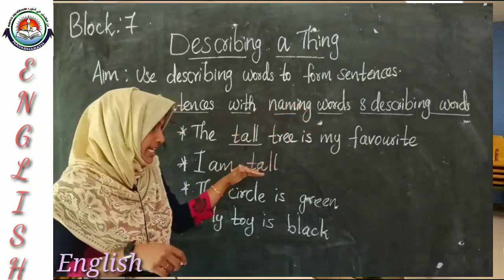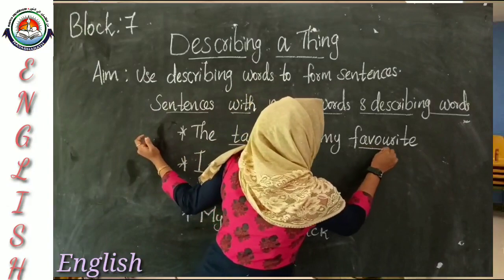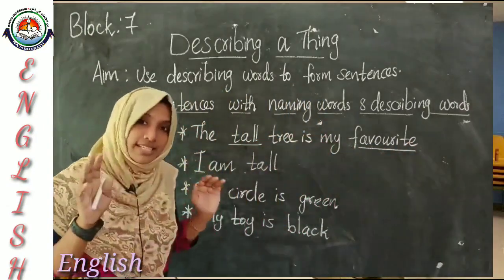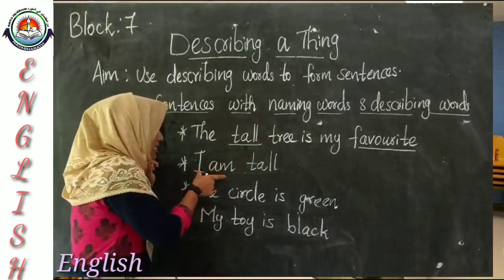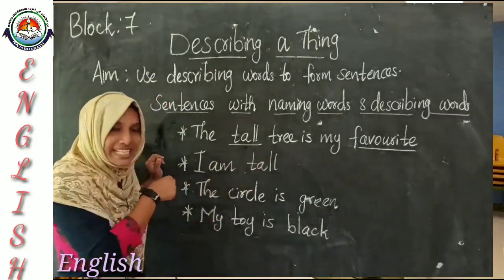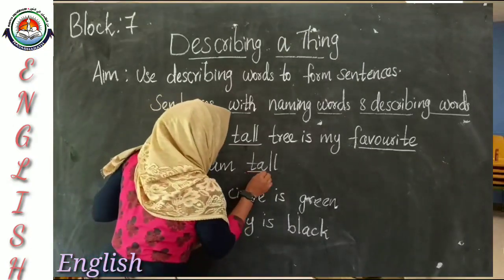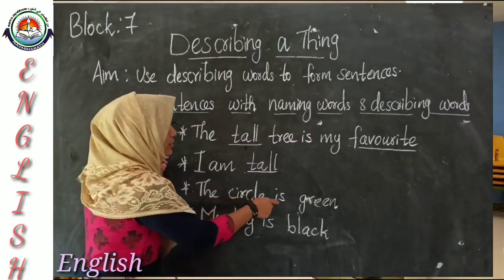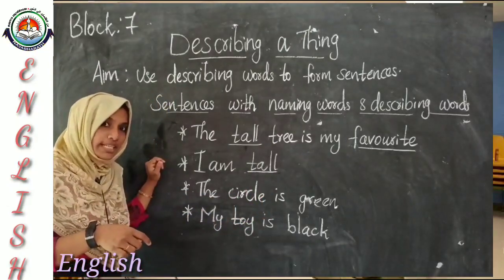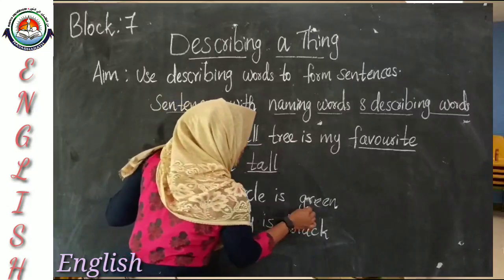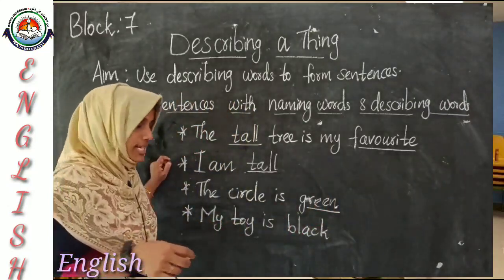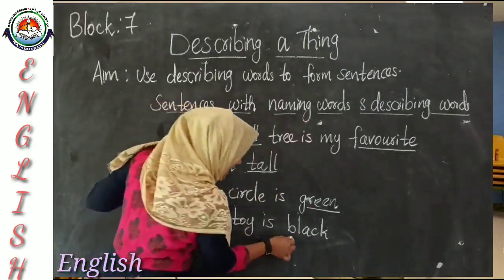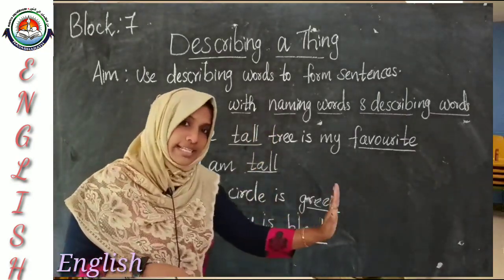Yes, it is a describing word. And this favorite. These two words, tall and favorite, are the describing words. Then what about "I am tall" in this sentence? Yes, here the tall is the describing word. And the circle is green. What is the describing word here? Yes, this green, this color, is a describing word. And my toy is black. So the same again. This black is a describing word.